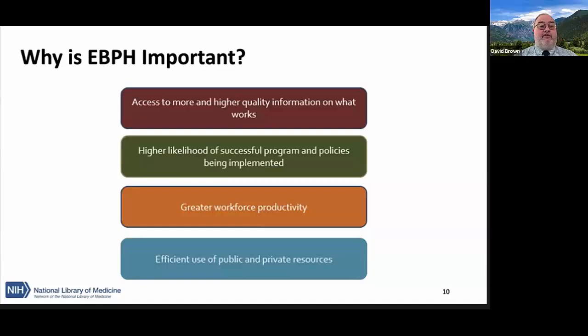It increases our workforce productivity, because again, we're not going to waste our time on using things that we have documentation are not working in that community for whatever reason. Now, again, there's nothing wrong with retrying, but time and money are scarce. And when we are doing these types of projects, we need to know which ones are truly working, and working appropriately, and an efficient use of public and private resources.